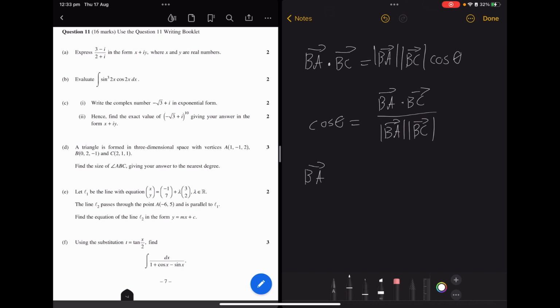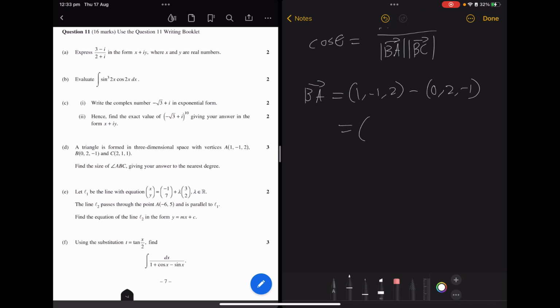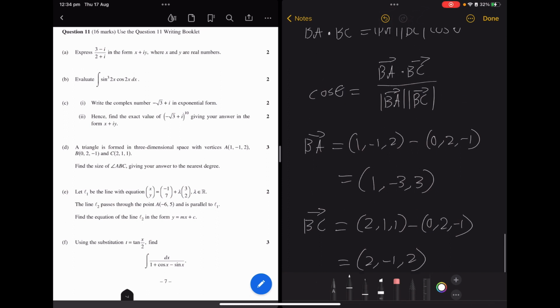So BA is equal to OA minus OB, so (1, -1, 2) minus (0, 2, -1). That's just going to be (1, -3, 3). And for BC, same idea: you do C minus B. So C is (2, 1, 1) minus B, which is (0, 2, -1). If you do the math, that's (2, -1, 2). So that's our BA and our BC.